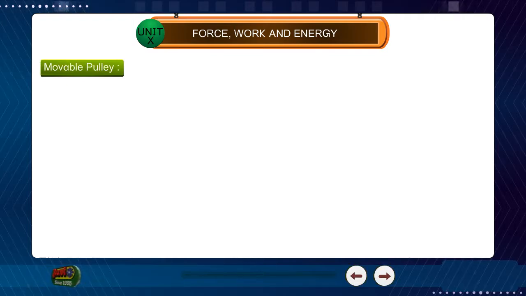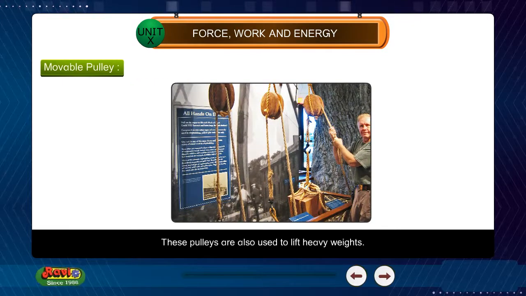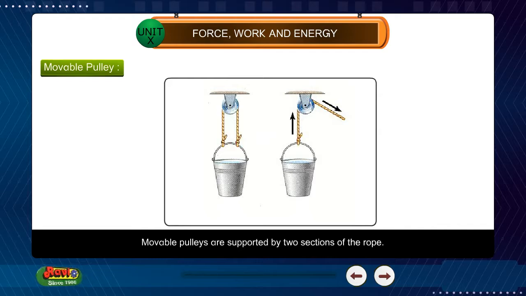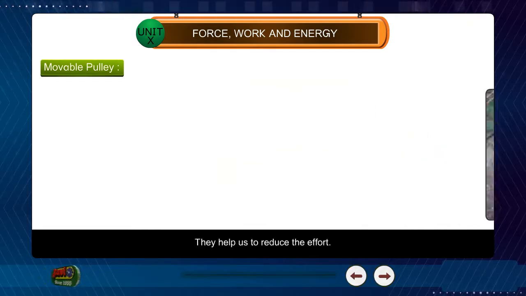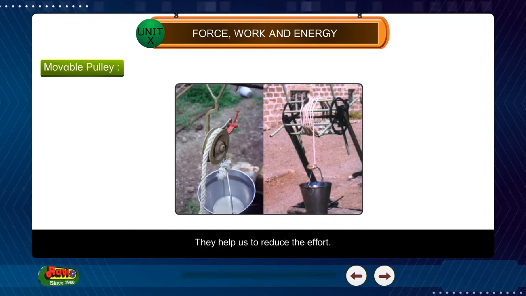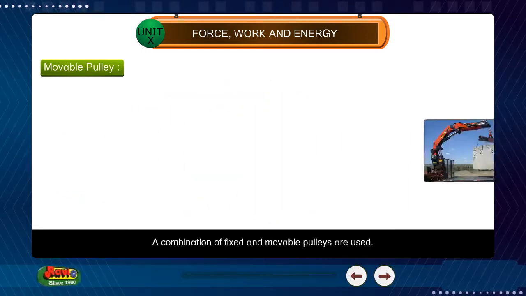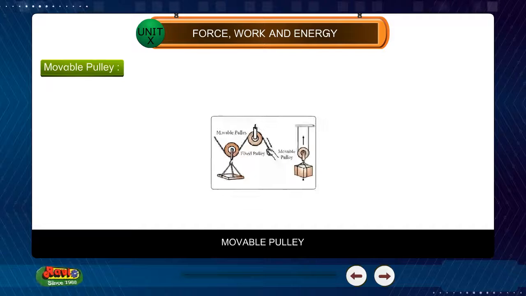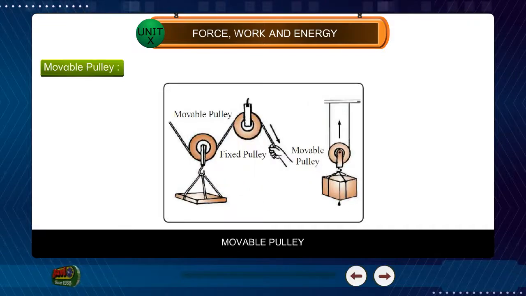Movable pulley. These pulleys are also used to pull heavy weights. Movable pulleys are supported by two sections of the rope. They help us to reduce the effort. A combination of fixed and movable pulleys is also used. Movable pulley.